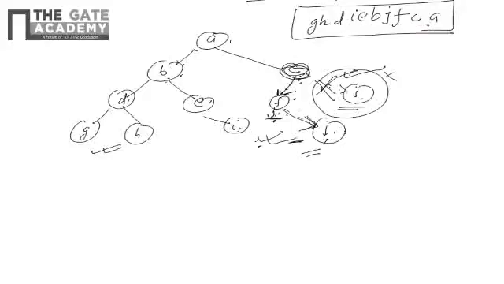So this will be the post-order value. Which option is matching? Option A: G, H, D, I, E, and so on, is not matching. Now check option B: G, H, D, I, E, B, J, F, C, A. So this is matching, so the answer is B. Thank you.